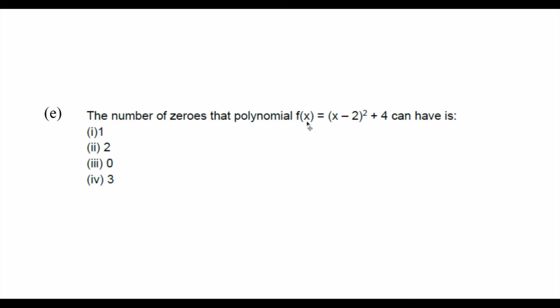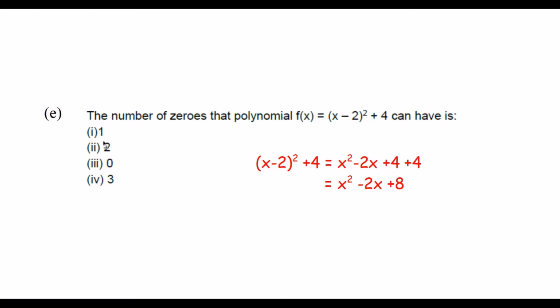The number of zeros of the polynomial f of x equal to (x minus 2) whole squared plus 4 can be how many? You know, for a quadratic polynomial, there are at most 2 zeros. Here you see, (x minus 2) whole squared plus 4, you can write as x squared minus 4x plus 4 plus 4, that is x squared minus 4x plus 8. Obviously it's a quadratic polynomial.